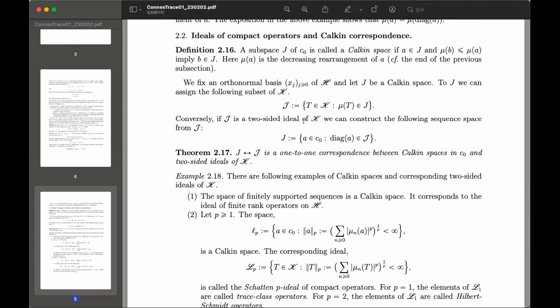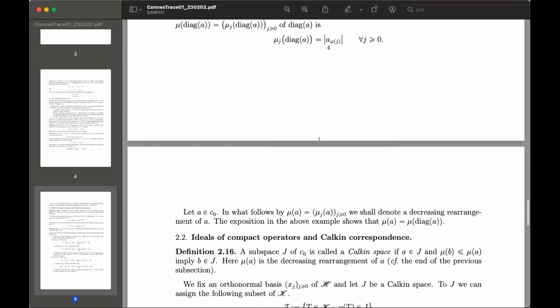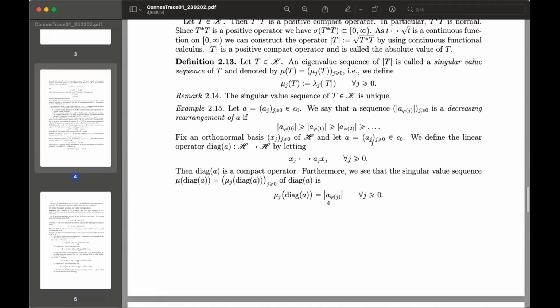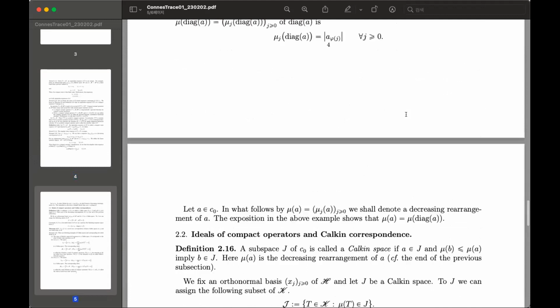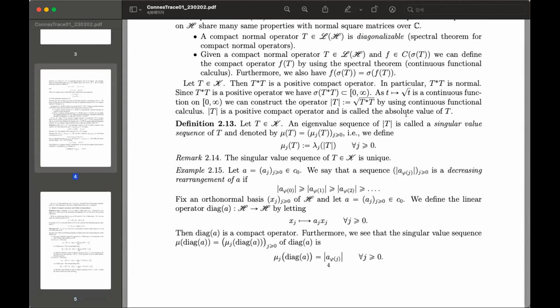Okay, all right, and consider the two-sided ideal of compact operators. In that case, it seems inevitable to explain the above example. Sorry, just to clarify for the C0: what is the set C0 here? It is the space of the sequences converging to zero as j goes to infinity. Thanks. Got it.